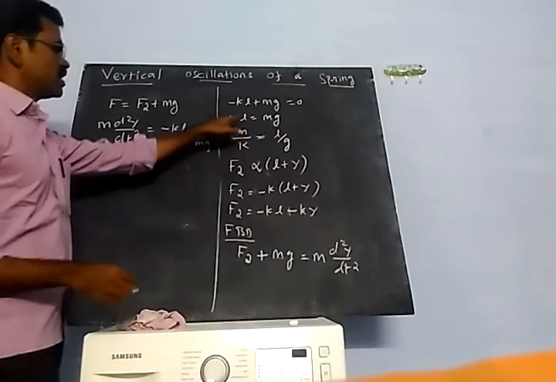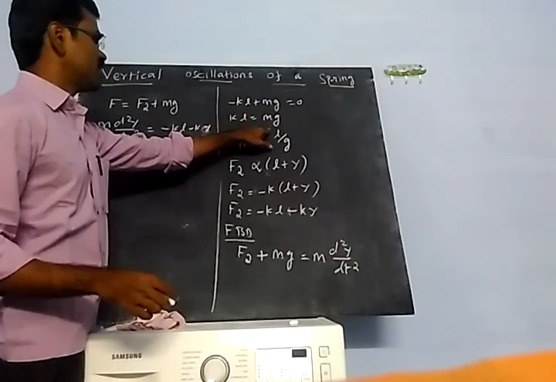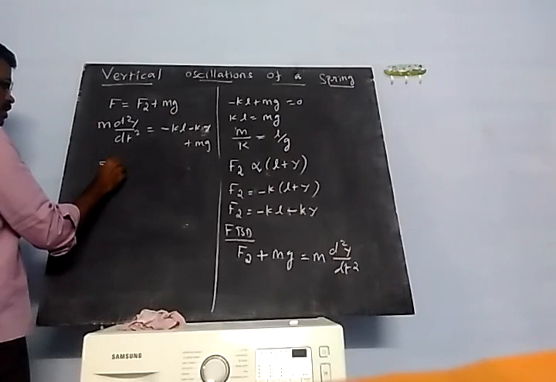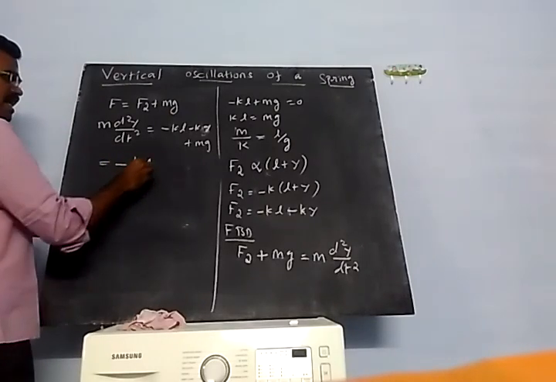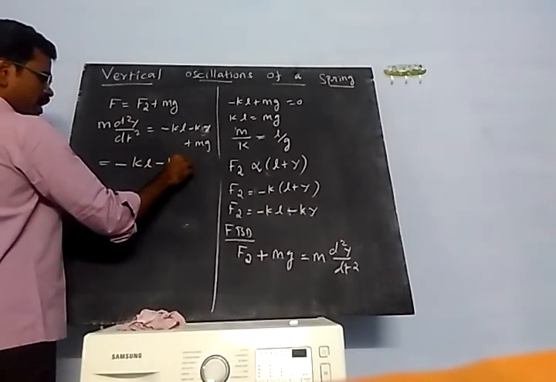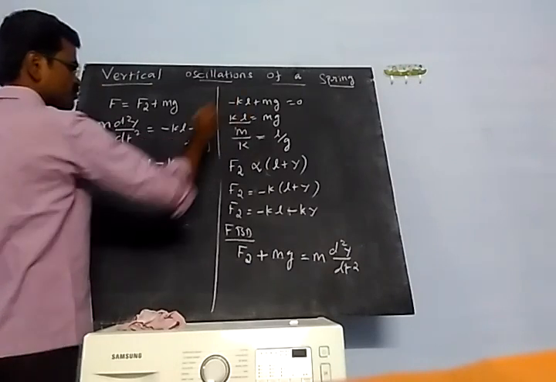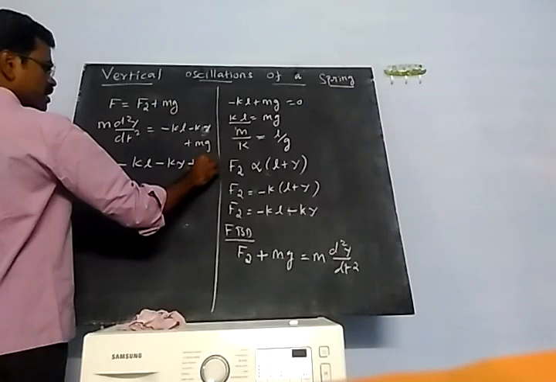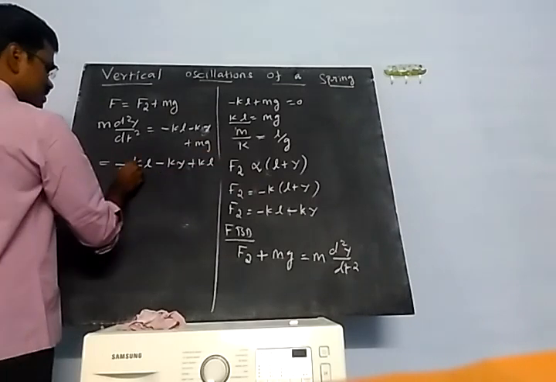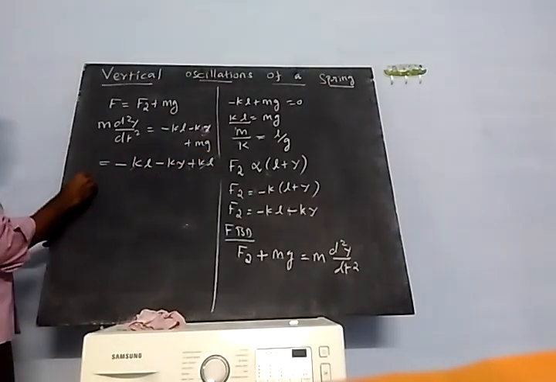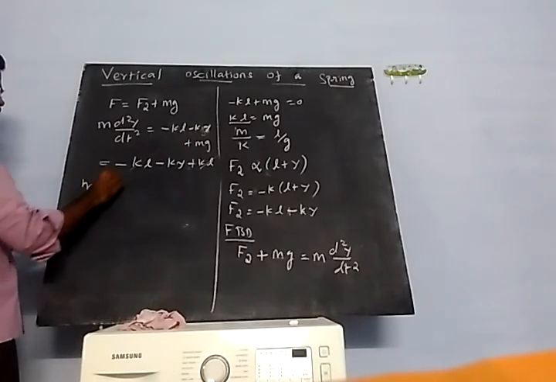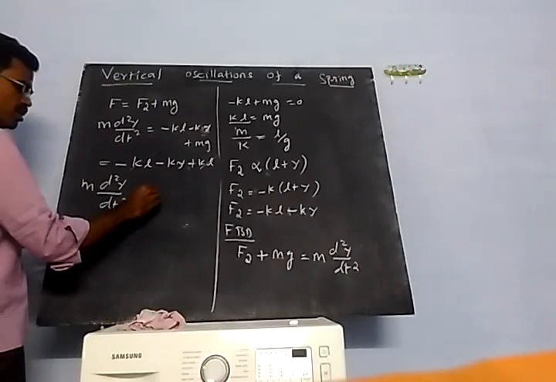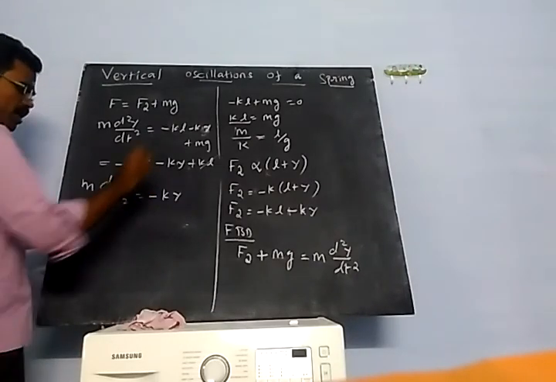From this equation, KL is equal to mg. You can apply this in minus KL minus KY plus mg. You can replace mg by KL. So plus KL. So minus KL and plus KL cancel. So you get m d squared y by dt squared is equal to minus ky.